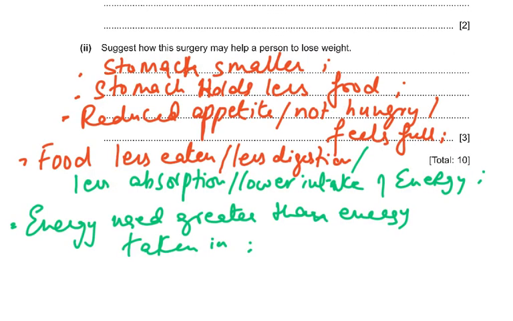So how will you word this? Stomach smaller, stomach holds less food, reduced appetite, not hungry or feels full. Food less eaten, so less digestion, less absorption, lower intake of energy. And then energy used greater than energy taken in. Basically, when do you lose weight? You lose weight when you are eating less. So all your fat deposits and all your stored energy is going to be used up. So that's how you're going to lose weight.